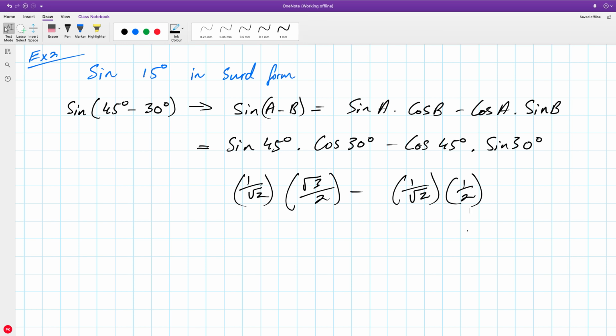So 1 over root 2 multiplied by root 3 over 2, you're getting root 6 over 4, minus 1 over root 2 by a half, which is root 2 over 4. And take them away from each other. Root 6 minus root 2 over 4.